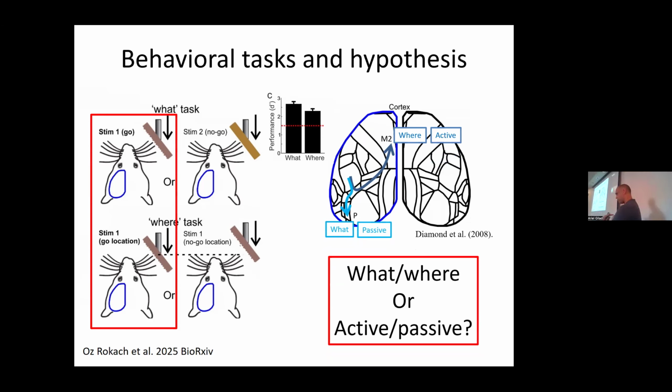It depends on what the mouse is actually doing. If it's an active strategy, moving and sensing the texture, it may use the frontal area, and if it's passive, waiting for the texture to come to it, still sensing and performing, it can be area P, the posterior passive pathway. So we're asking: what versus where, or active versus passive.